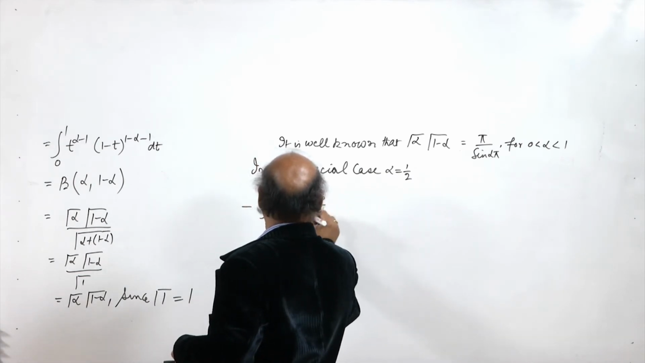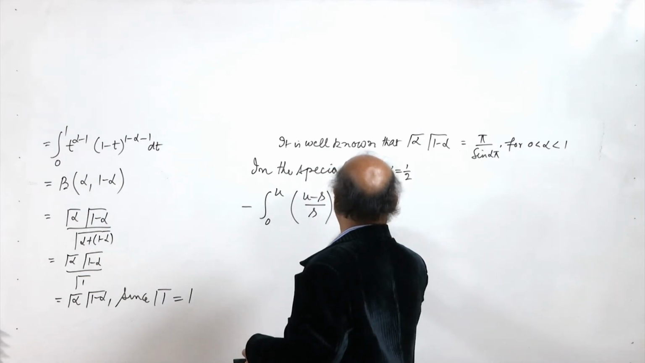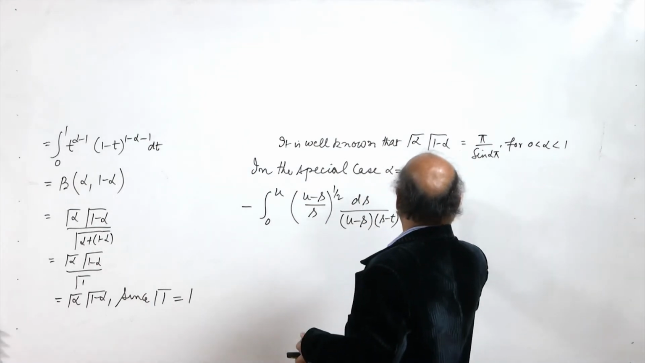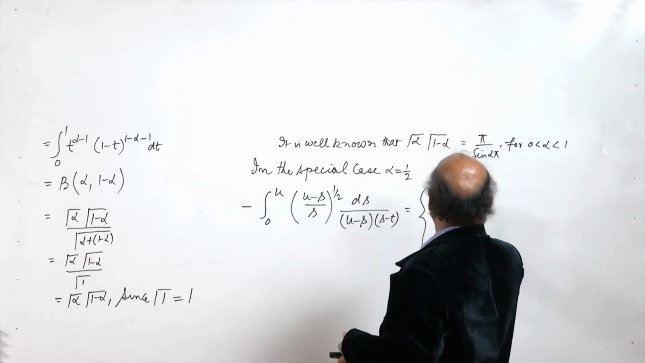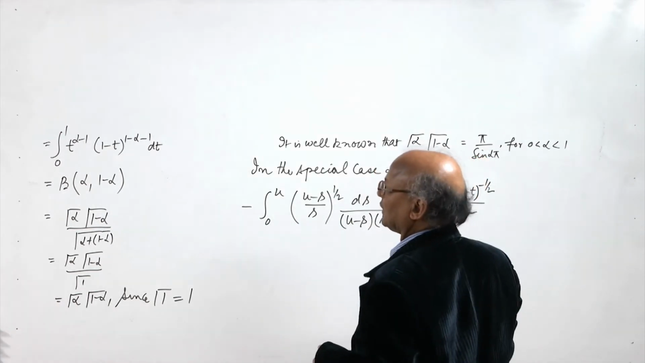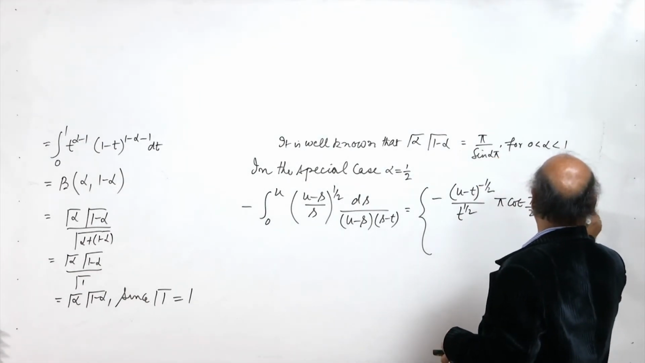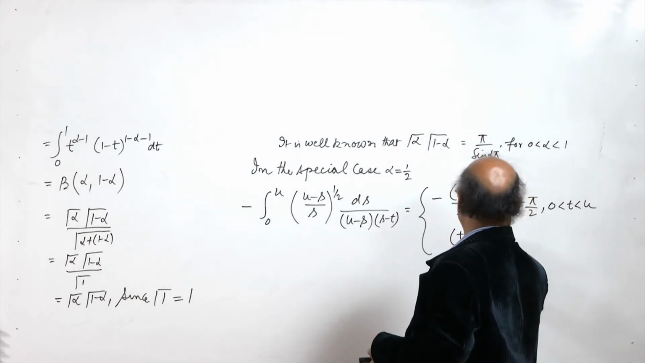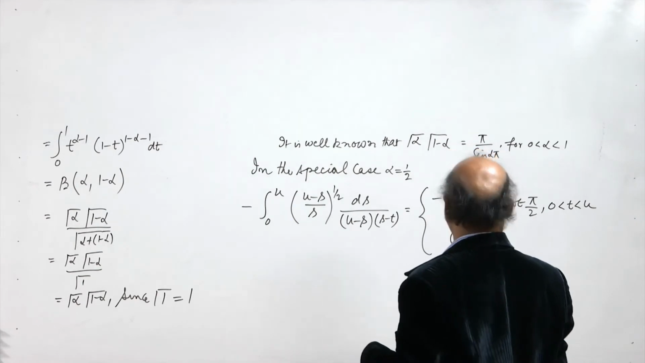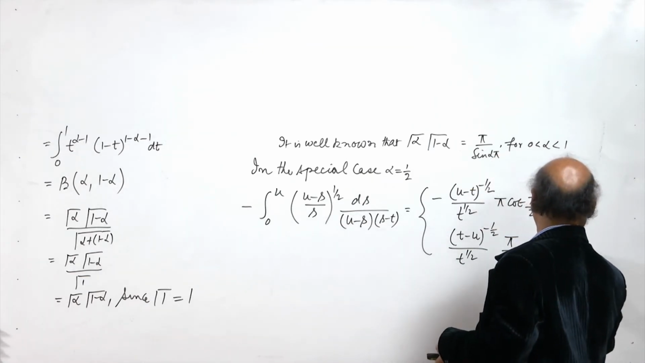minus the integral 0 to u, ((u minus s) by s) to the power half ds upon (u minus s)(s minus t). This is equal to minus (u minus t) raised to the power minus half upon t to the power half, pi cot pi by 2 in case 0 less than t less than u, and this is (t minus u) to the power minus half divided by t to the power half, pi over sin pi by 2, when t is greater than u, or u is less than t.